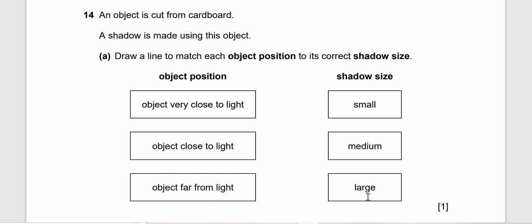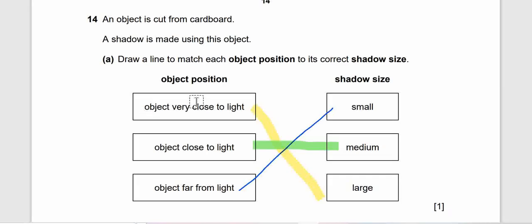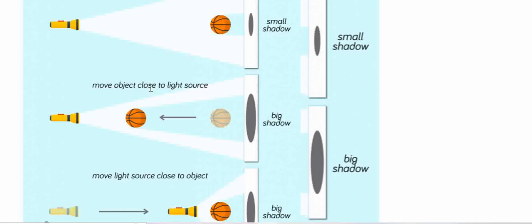10 seconds. Right, guys, let's check out the answer. So, object very close to light will produce a large shadow. Object close to light, medium, and object far from light, small shadow. Let's check.